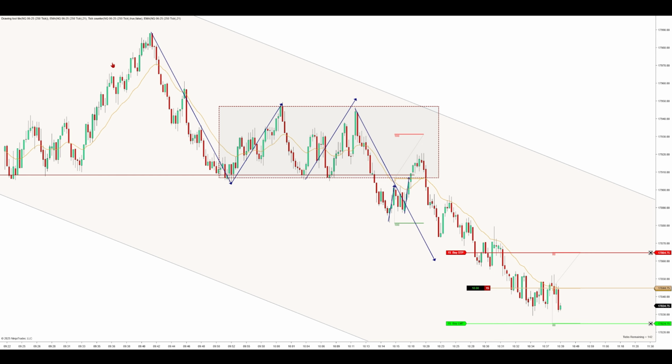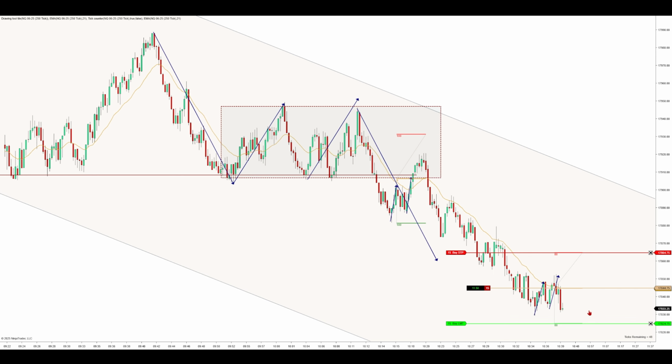And let me just draw out these legs here. So first leg up, second leg up, great measured move right here, pushed on through the EMA, got in with a limit order, and now just riding it down to here.